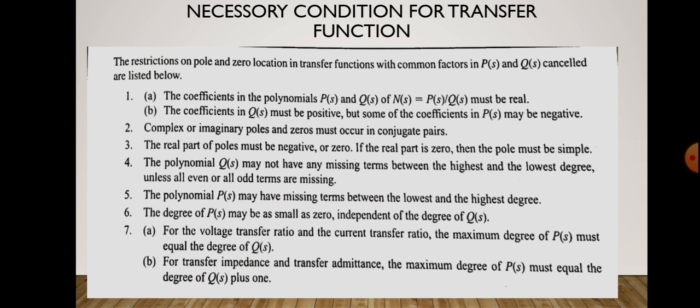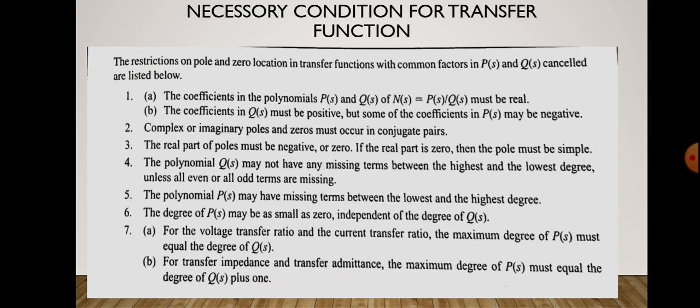Second, complex or imaginary poles and zeros must occur in conjugate pairs. The real part of poles must be negative or 0. If the real part is 0, then the pole must be simple. The polynomial Q of s may not have any missing terms between the highest and the lowest degree, unless all the even or odd terms are missing. The polynomial P of s may be missing terms between the lowest and highest degree, and the degree of P of s may be as small as 0 and is independent of Q of s.